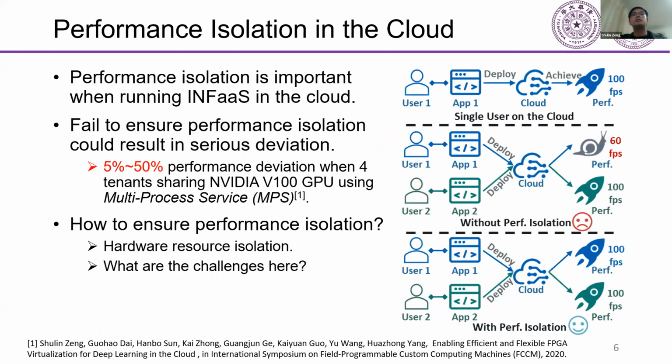In addition to these two features, there is another important factor to consider in the cloud, that is performance isolation. Our previous study showed that failing to ensure performance isolation could result in serious performance deviation of up to 50%. But how can we ensure the performance isolation of multi-tenant DNN accelerators? A simple answer is to ensure hardware resource isolation among multiple users, but there are still some challenges here.